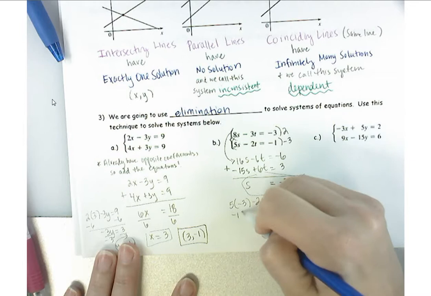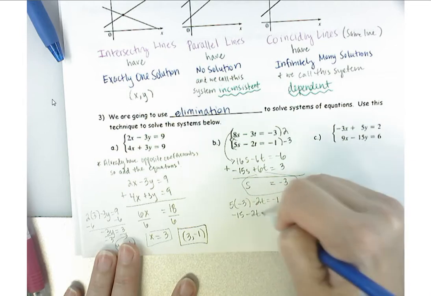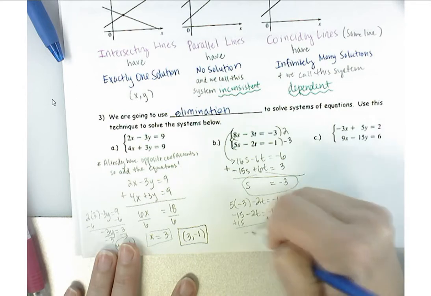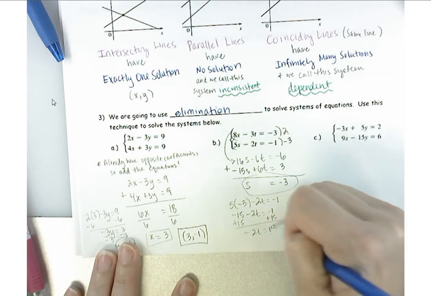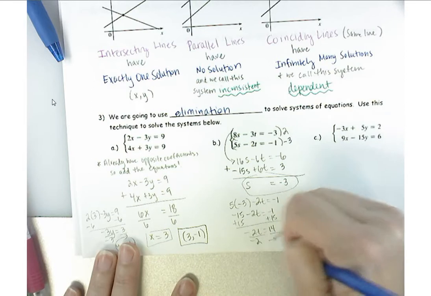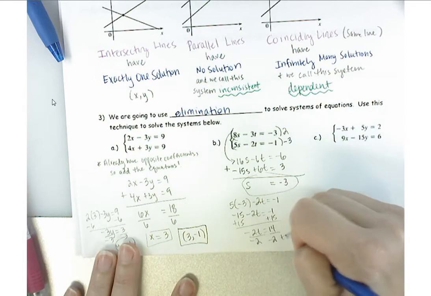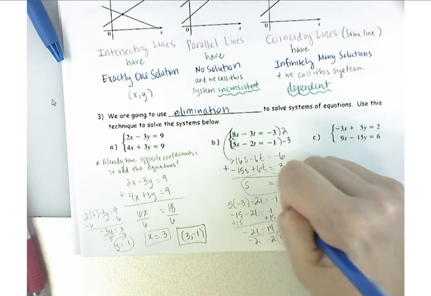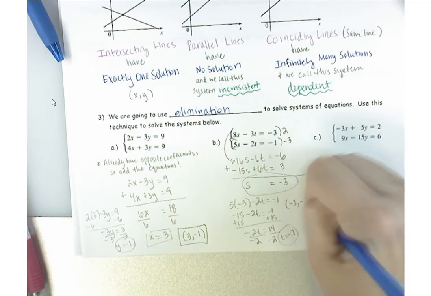So I have negative 15 minus 2t equals negative 1. So I'm going to add 15 to both sides, which is going to give me negative 2t equal to 14. So when I divide by negative 2, I will get t equal to negative 7. When you're writing out your solution, it's always alphabetical. Okay, so st will be negative 3, negative 7.